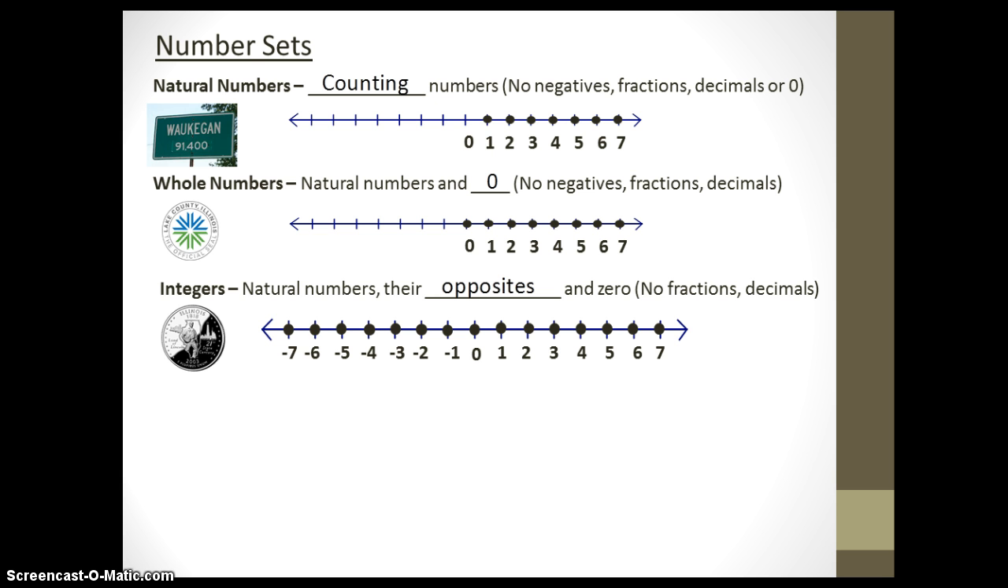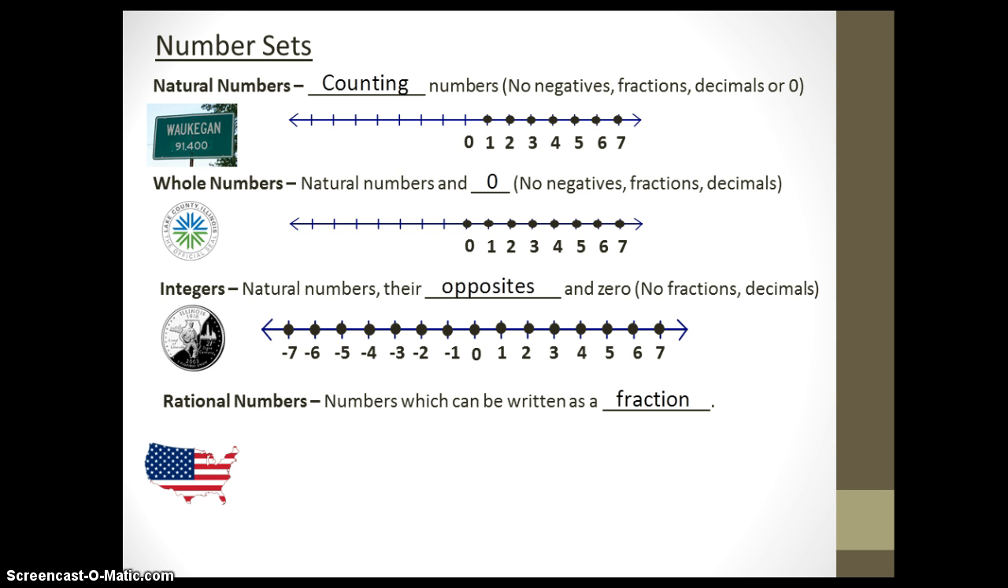Now from states we can go to countries. When we're talking about countries, there are two different ways we can look at it. We can talk about our country, and we can talk about internationally. So the first one, our country, rational numbers. Rational numbers, which our states would fit into, are the numbers which can be written as a fraction. These are going to be our fractions, our decimals that terminate, our repeating decimals, and all the numbers from our previous sets fall into this category. So natural numbers, whole numbers, and integers are all rational numbers.